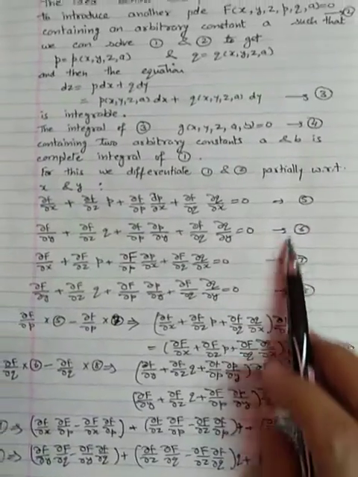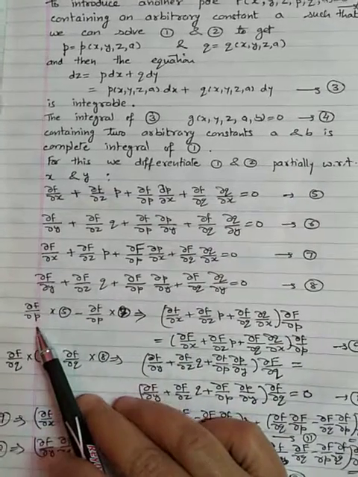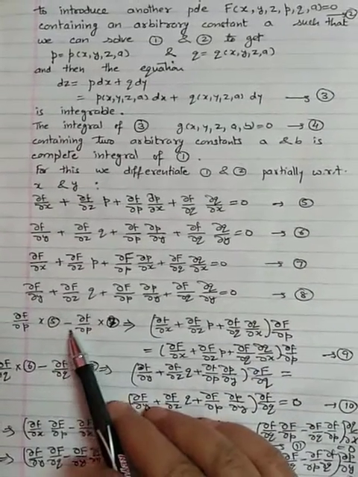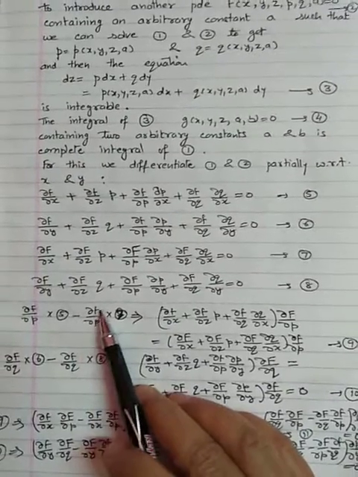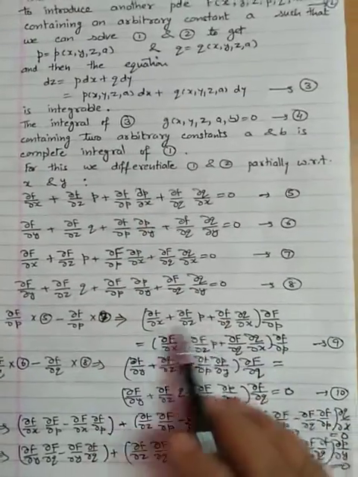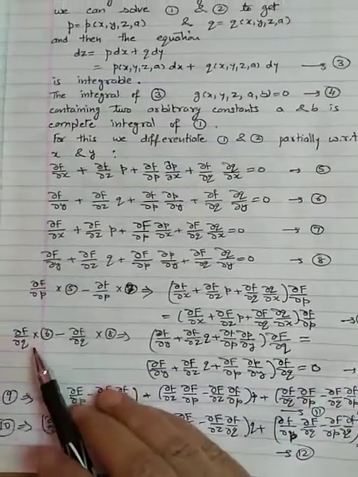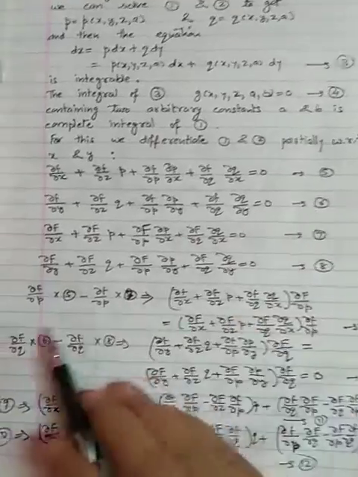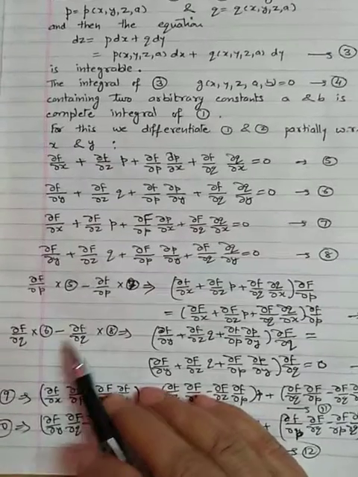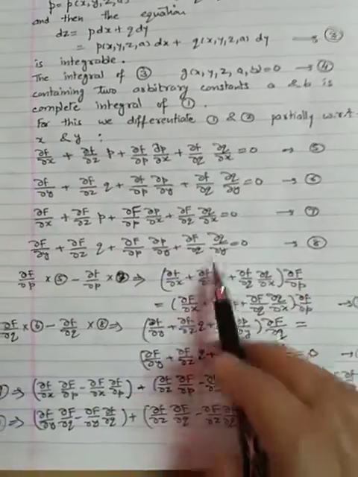Now we multiply equation 5 with capital ∂F/∂p, and we multiply equation 7 with small ∂f/∂p, and we subtract these two. So this will eliminate this term ∂p/∂x. So when we subtract these two, we will have this equation number 9. Then we multiply equation 6 with capital ∂F/∂q, and equation 8 with small ∂f/∂q, and subtract. This will eliminate this term from both the equations, and we will have equation 10.